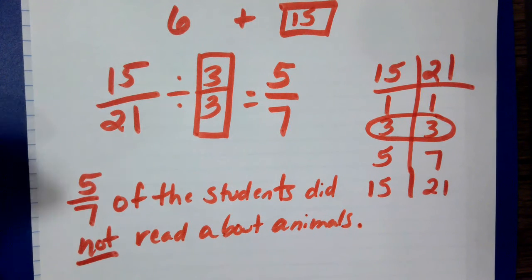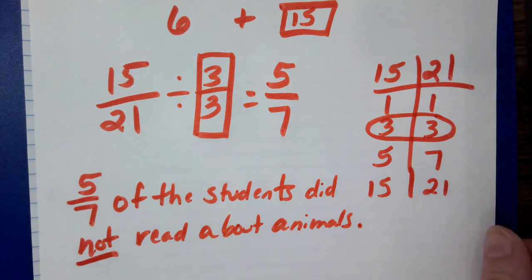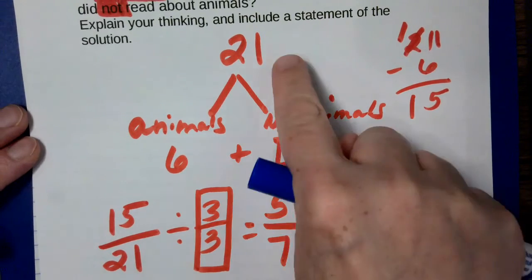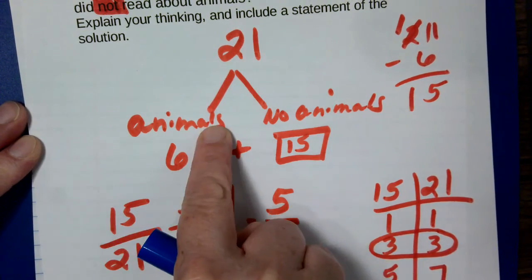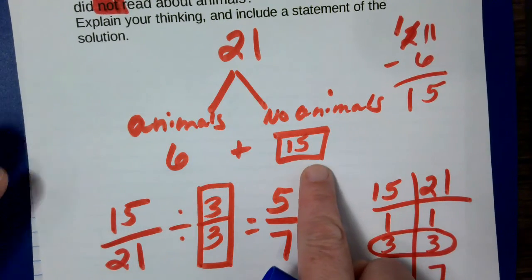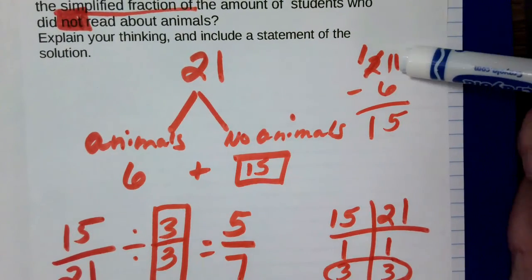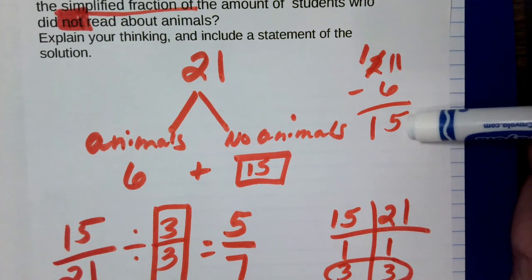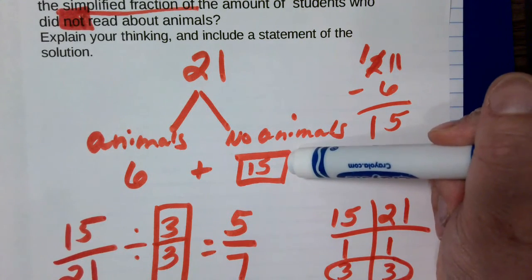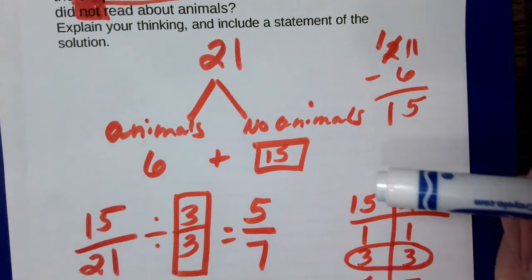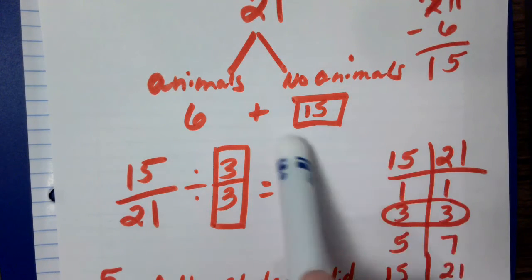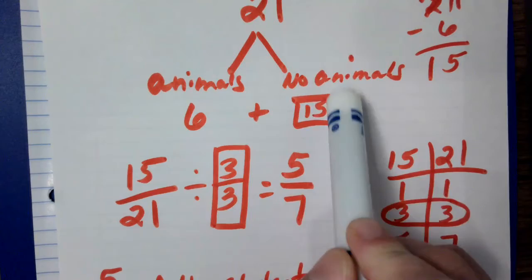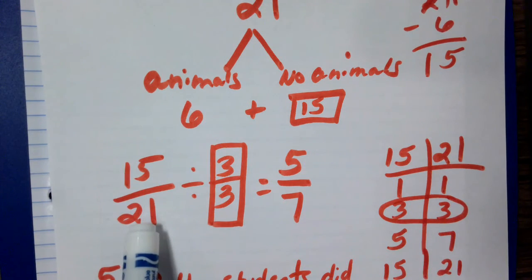Okay, so I'm going to go back and just explain to you how to do this problem. So we started out with the 21 students total, 6 of them reading about animals, and the rest reading about not animals. So on the side over here, I did 21 and subtracted 6 to find the unknown 15, which is the no animals. And so then I made this fraction, 15/21. The 15 was the kids that read books other than animals. And the 21 was still the total, which I left here.